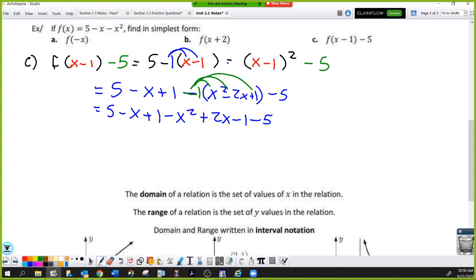And again, they didn't give it to us in standard form, so I don't have to give them their answer in standard form. I do see that these 5s cancel each other out. These 1s cancel each other out. It would appear as though there are no constants in this one. I do see minus x plus 2x. So that just gives me plus x minus x squared. Wow, look at that. X minus x squared. Fun. So that would be the same parabola, just shifted right 1 and down 5. And like I said, we'll review transformations in an upcoming lesson.